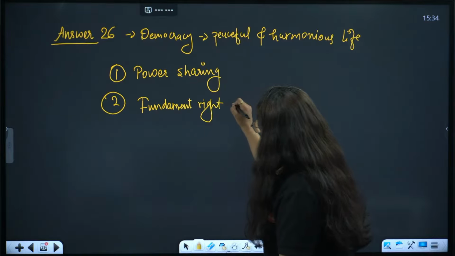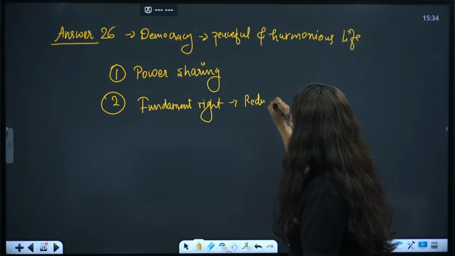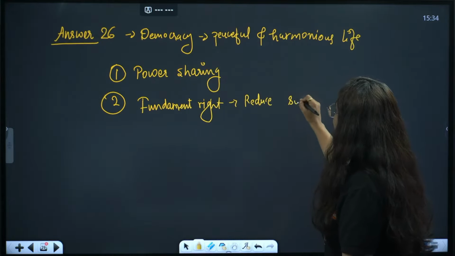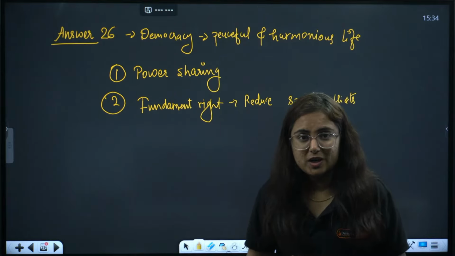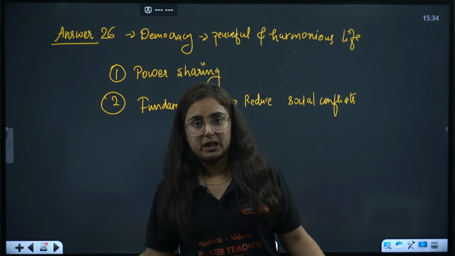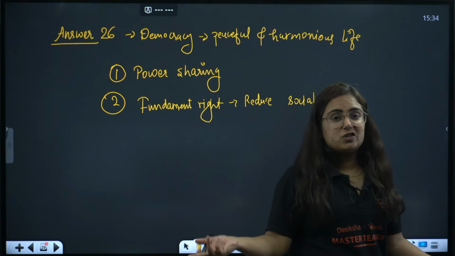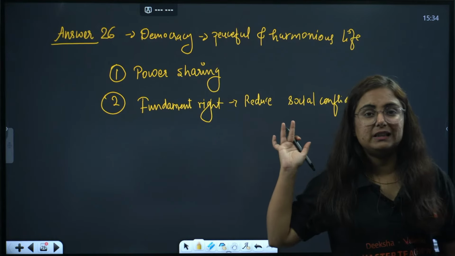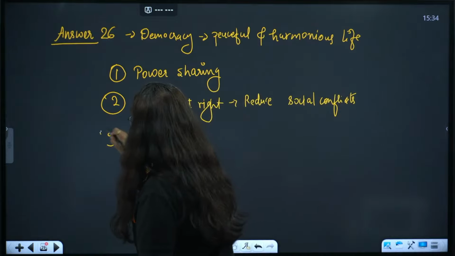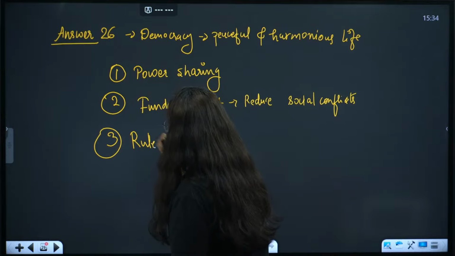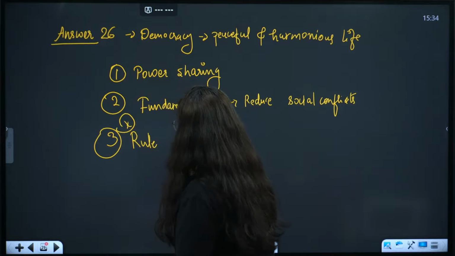Because of this fundamental right, it helps to reduce what, my dear students? Reduce the social conflicts. If rights might not be given in Belgium, you know what would be the situation? Civil war. Right? And civil war leads to various negative factors. We have seen that in Sri Lanka. And the third and the most important thing, it is not the rule of majority only.